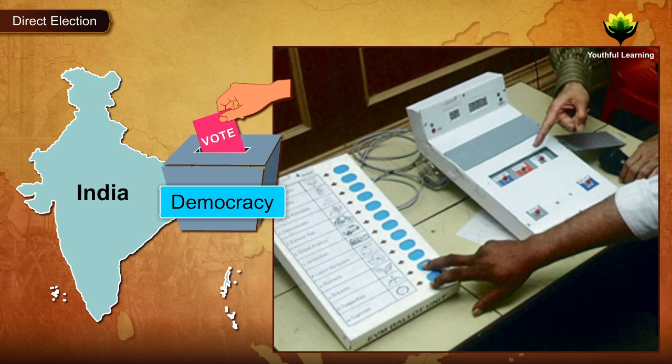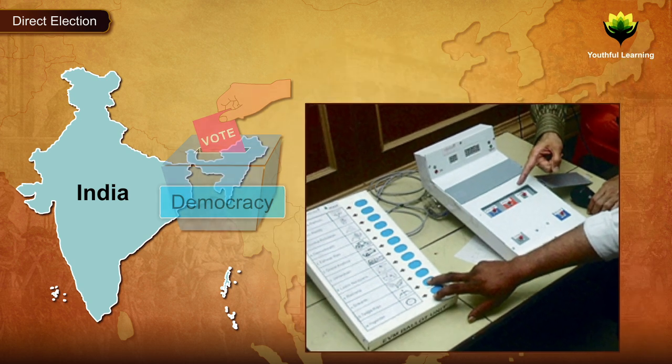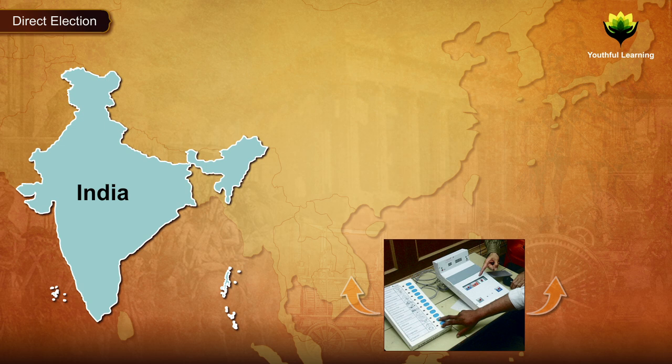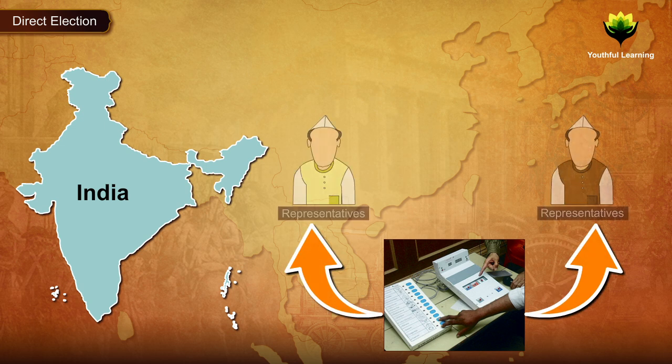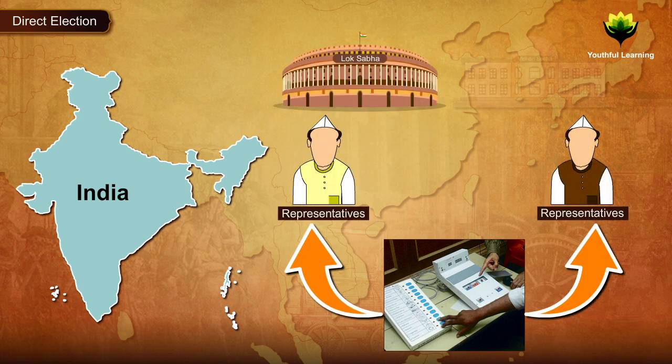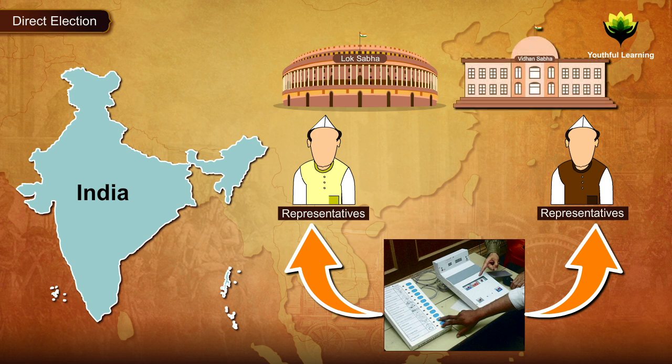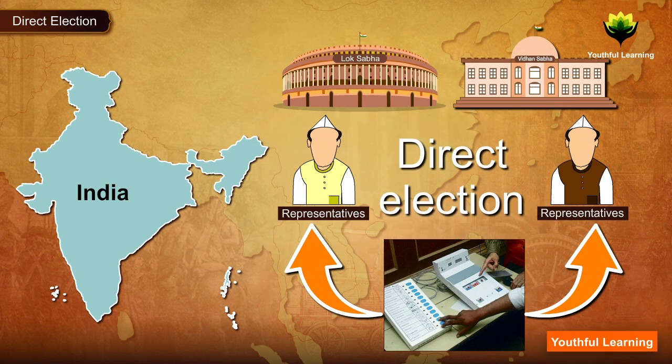Direct election. In India, voters directly vote for and elect their representatives to the Lok Sabha and state legislative assemblies. This is called direct election.